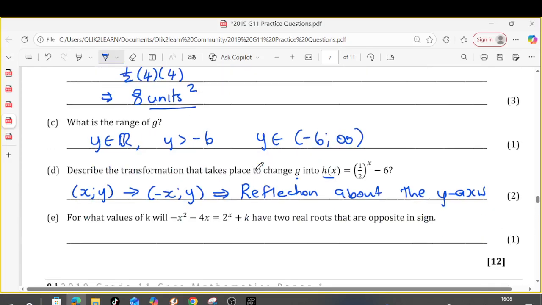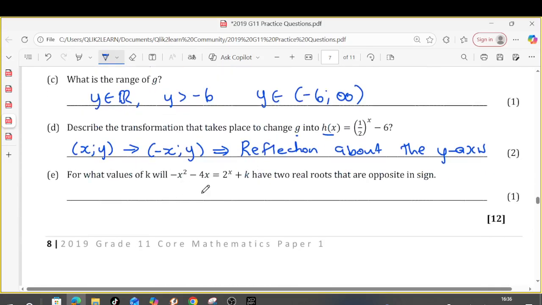So now, look at this. For what values of k will minus x squared minus 4x is equal to 2 to the power x plus k have 2 real roots? Let's focus on the words 2 real roots that are opposite in sign.